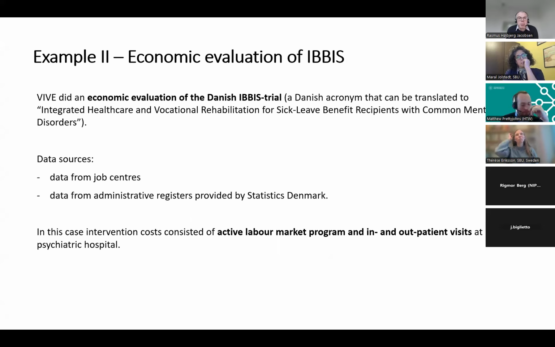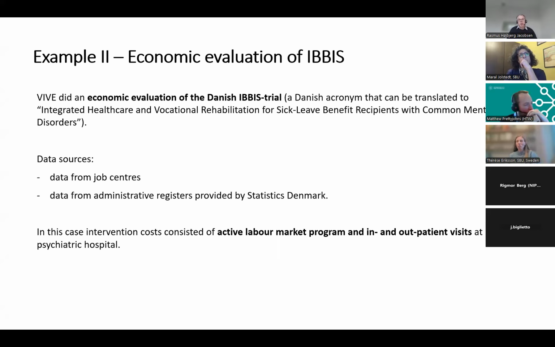The second example I will show you is an economic evaluation of what is called IBIS, which is a Danish acronym that can be translated into, as it's written here, Integrated Healthcare and Vocational Rehabilitation for Sick Leave Benefits Recipients with Common Mental Disorders. Again, the main structure of the analysis is very much similar to the one I just showed you.